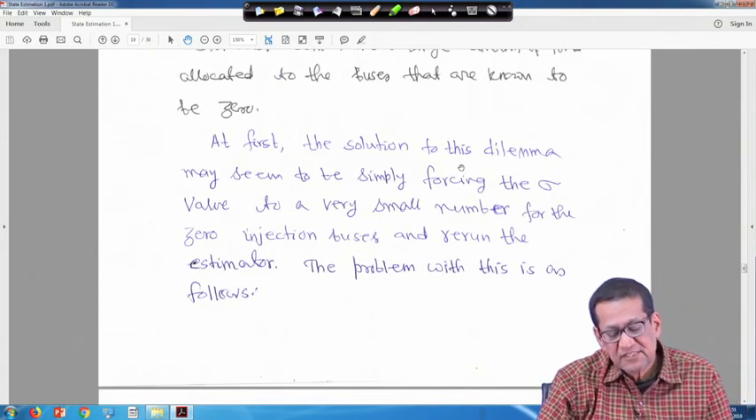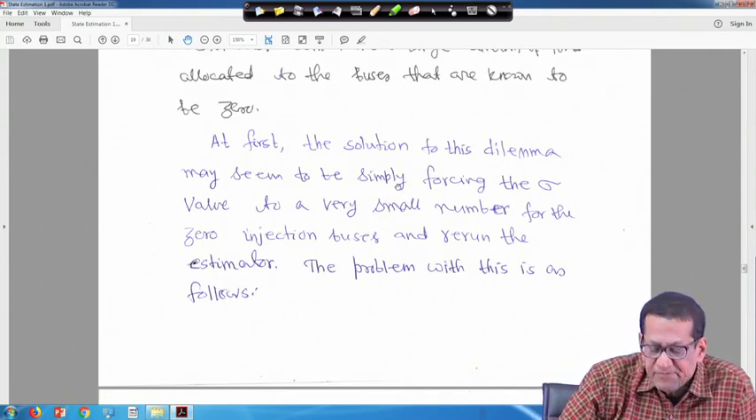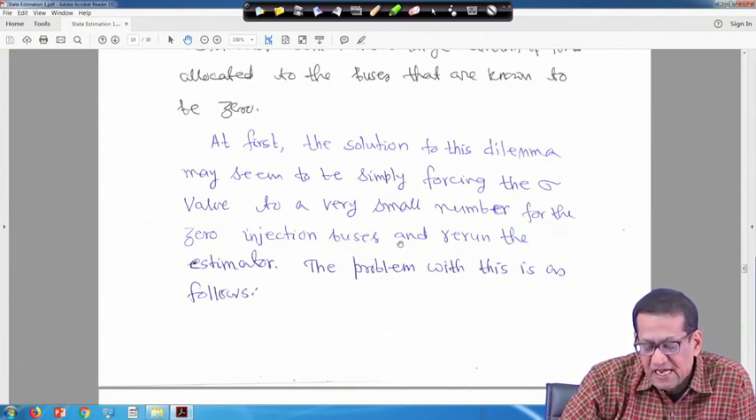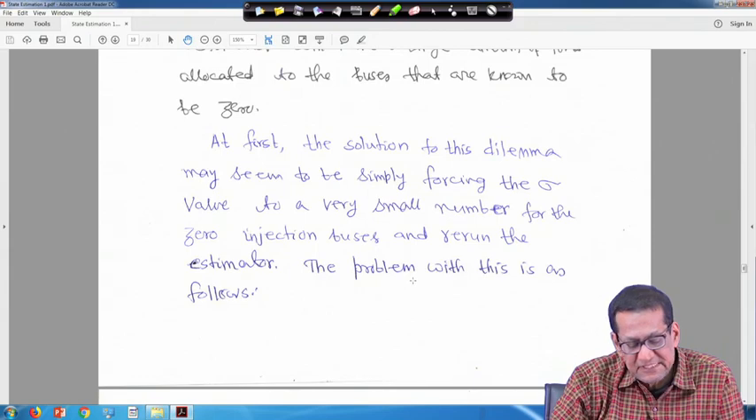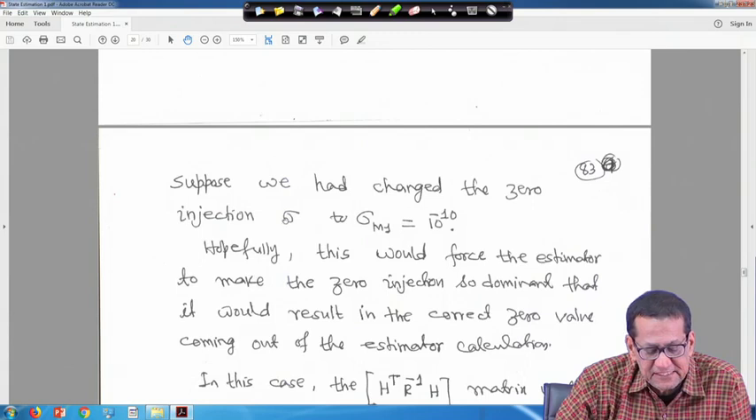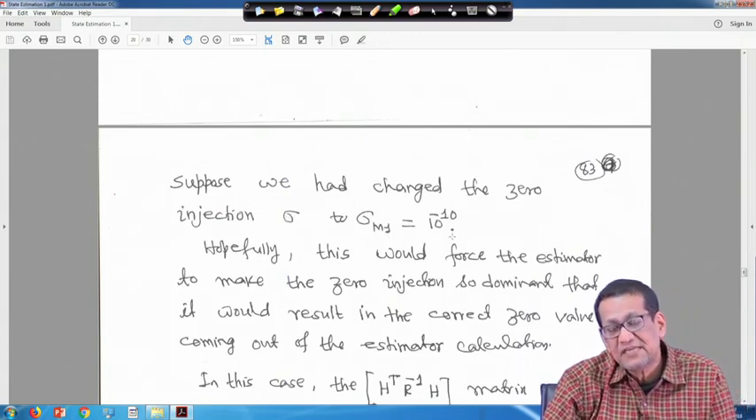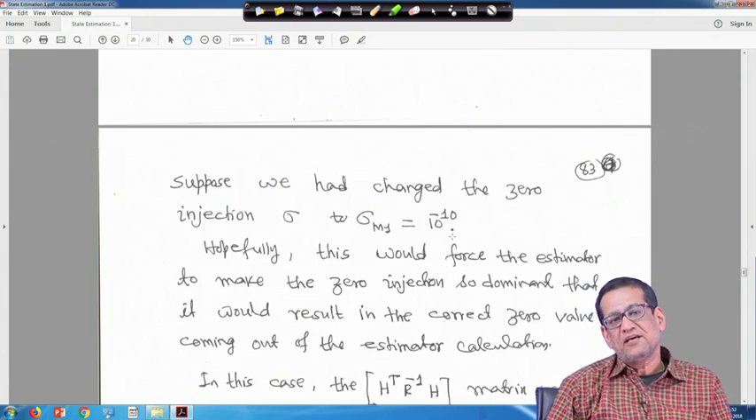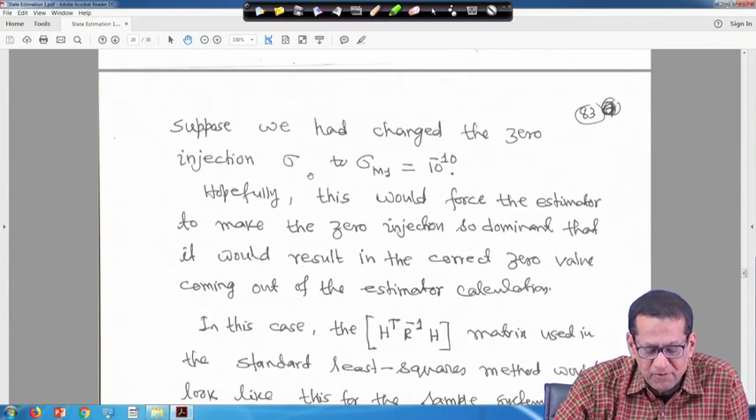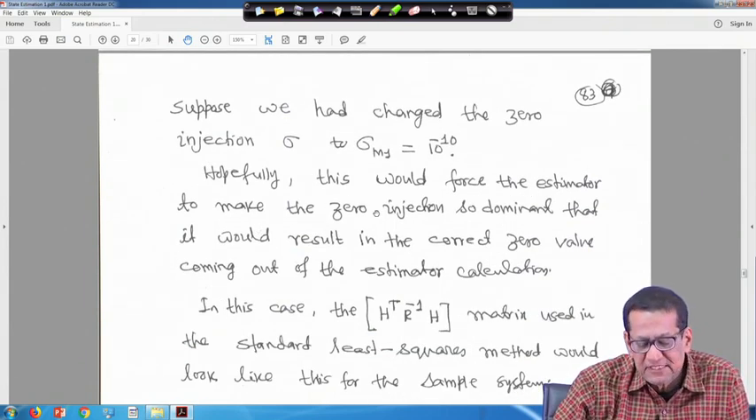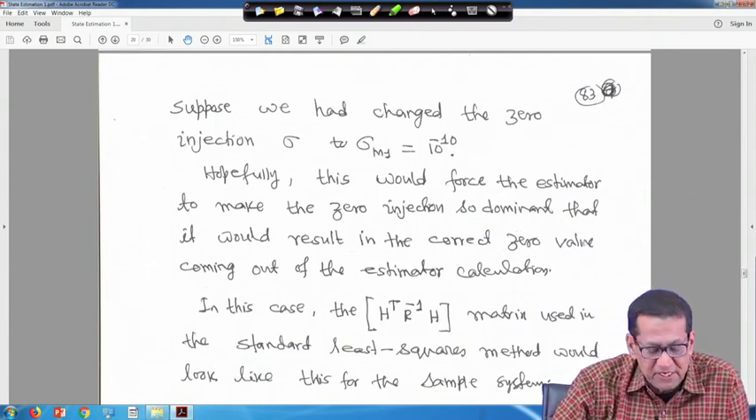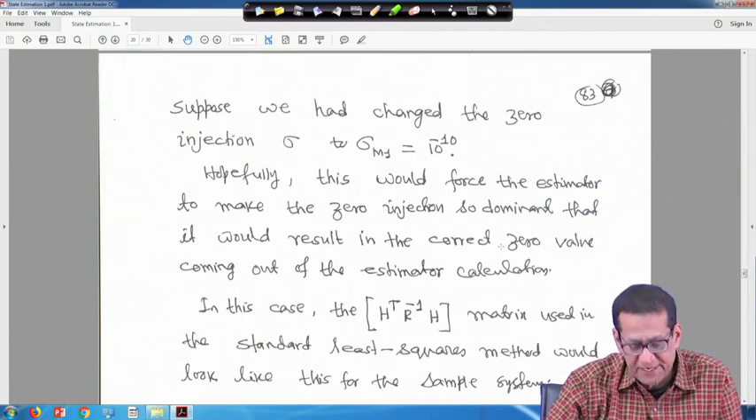At first, the solution to this dilemma may seem to be simply forcing the sigma value to a very small number for the zero injection buses and rerunning the estimator. The problem with this is as follows. Suppose we had changed the zero injection sigma, that is sigma M1, to 10 to the power minus 10. That means the meter is very accurate, almost zero error. Hopefully this would force the estimator to make the zero injection so dominant that it would result in the correct zero value coming out of the estimator.